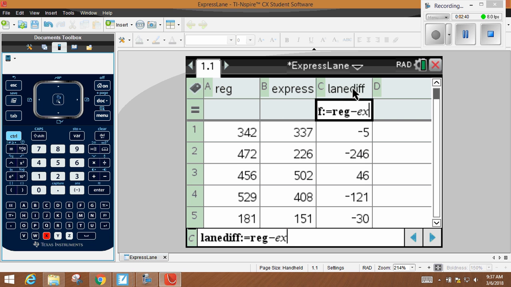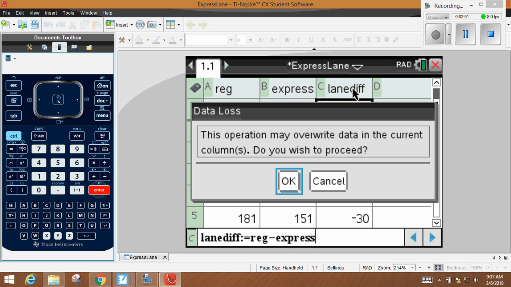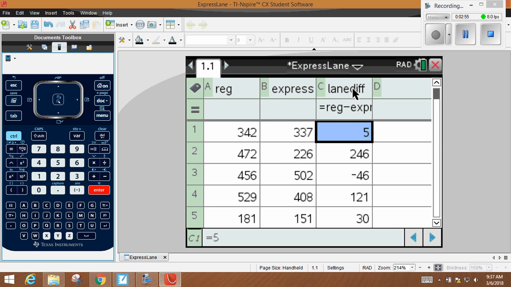I cannot see. Oh, I know. There we go. Okay. So if the express lane is not any faster than the regular lane, right? Then the difference should be 0. Right?